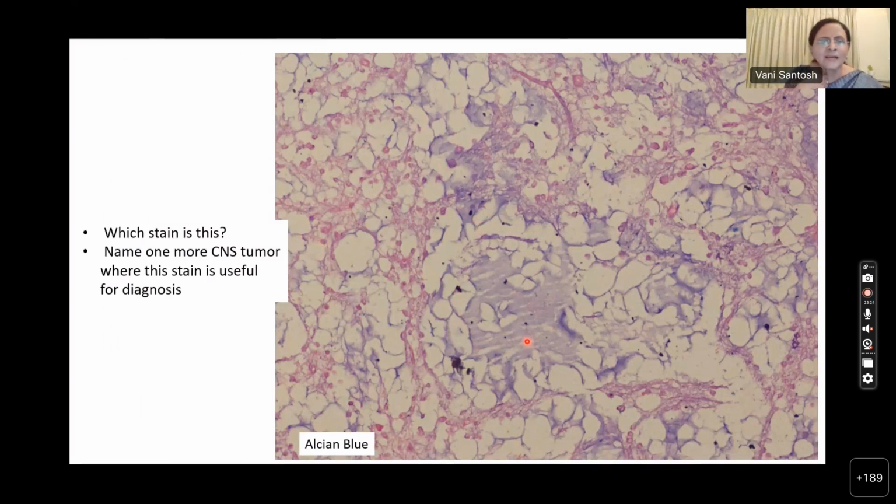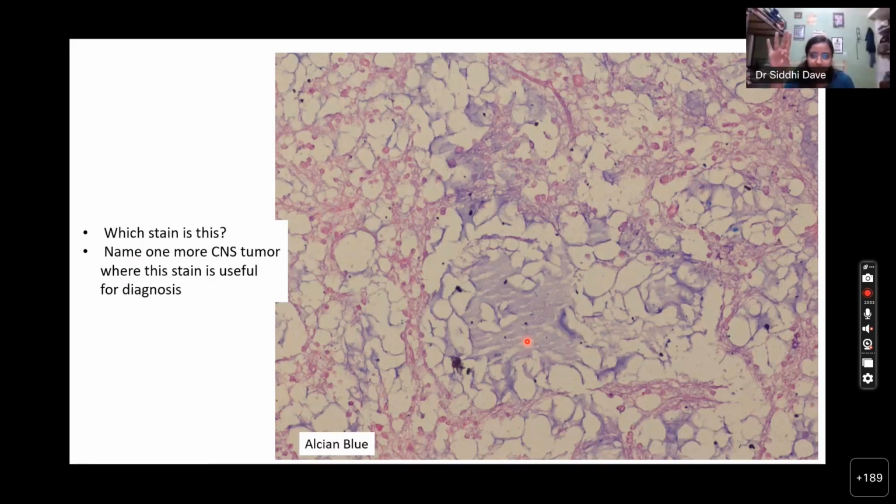myxoid material is highlighted. Can you name one more CNS tumor where the stain is very useful? See, Dr. Rakesh said reticulin is very useful. He likes reticulin stain very much for so many tumors. Another stain I like a lot is Alcian blue. It's very good for these tumors. This is a DNET. There is no difficulty in diagnosis. But you can also use it for another tumor. Can you tell me one example where you can use Alcian blue? Myxopapillary ependymoma. Who said that?